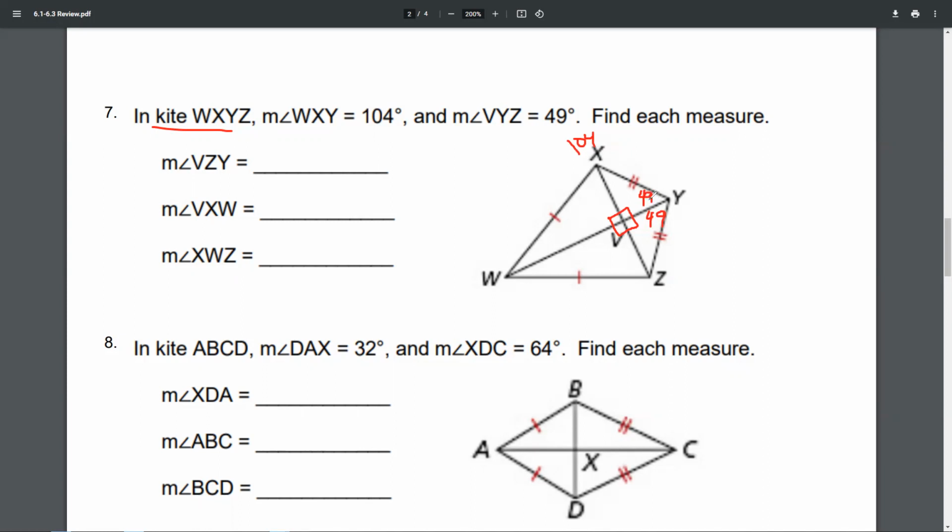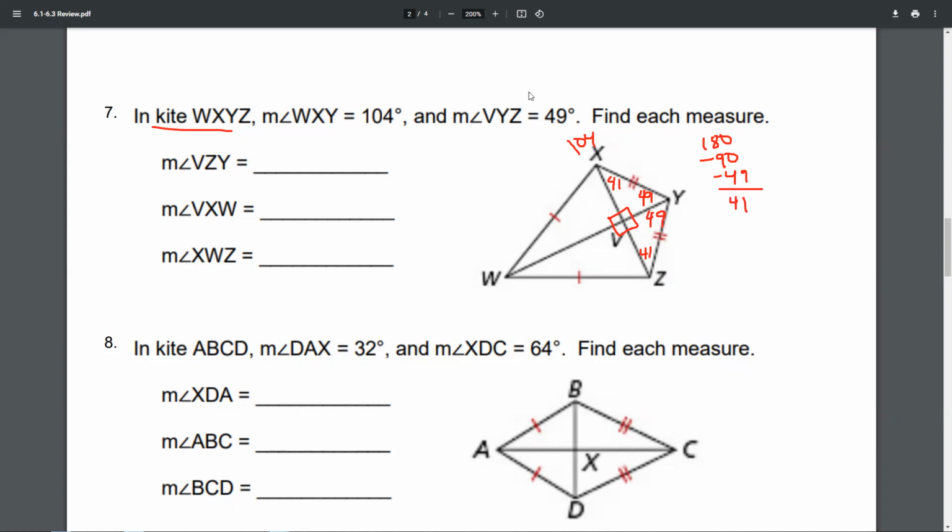Diagonal, those angles, angle XWZ and XYZ are getting bisected. Okay, and then I'm going to use the triangle. So the 3 angles of the triangle add up to 180. So 180 minus 49 minus 90 is going to give me 41. Right, I'm doing 180 minus 90 minus 49. Sorry, 49. That's what gave me 41.